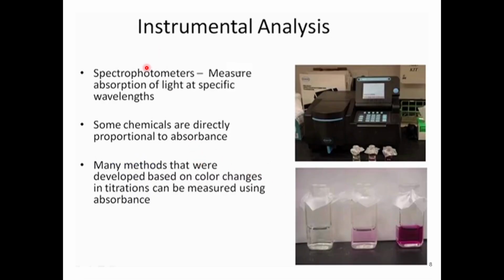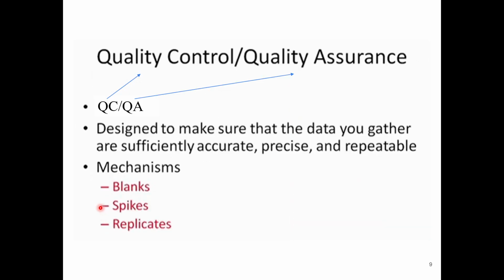For performing this instrumental analysis, we basically use spectrophotometers. They measure the absorption of light at specific wavelengths, and some chemicals are directly proportional to absorbance. So that also helps in finding its value. And many methods that were developed based on color changes in titrations can also be measured using absorbance. So that is also an added benefit.